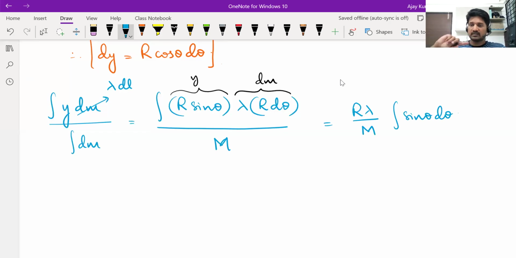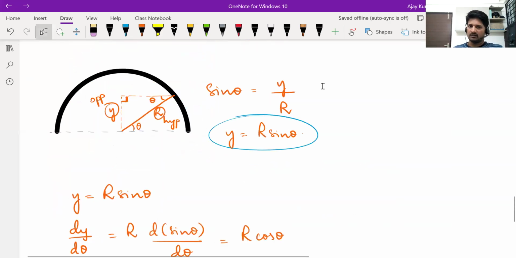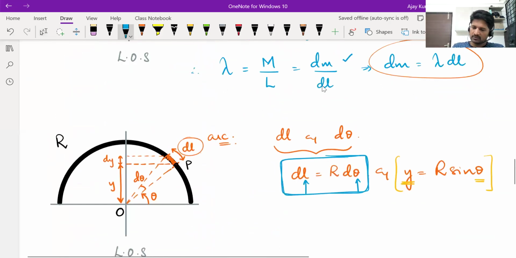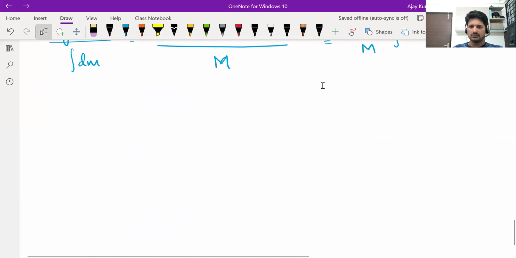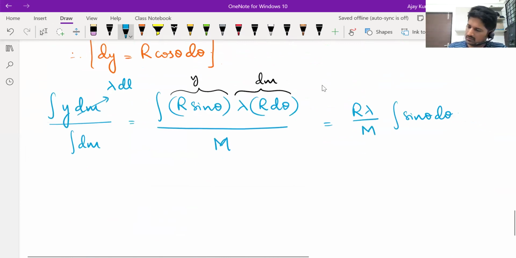And to cover the entire semicircle, theta should go from 0 to 180 degrees. Or in radians, it should vary from 0 to pi. Then the entire semicircle will get covered. So those are the limits that we are going to use. 0 to pi. Okay, one of you quickly tell me what is integral sine theta d theta?